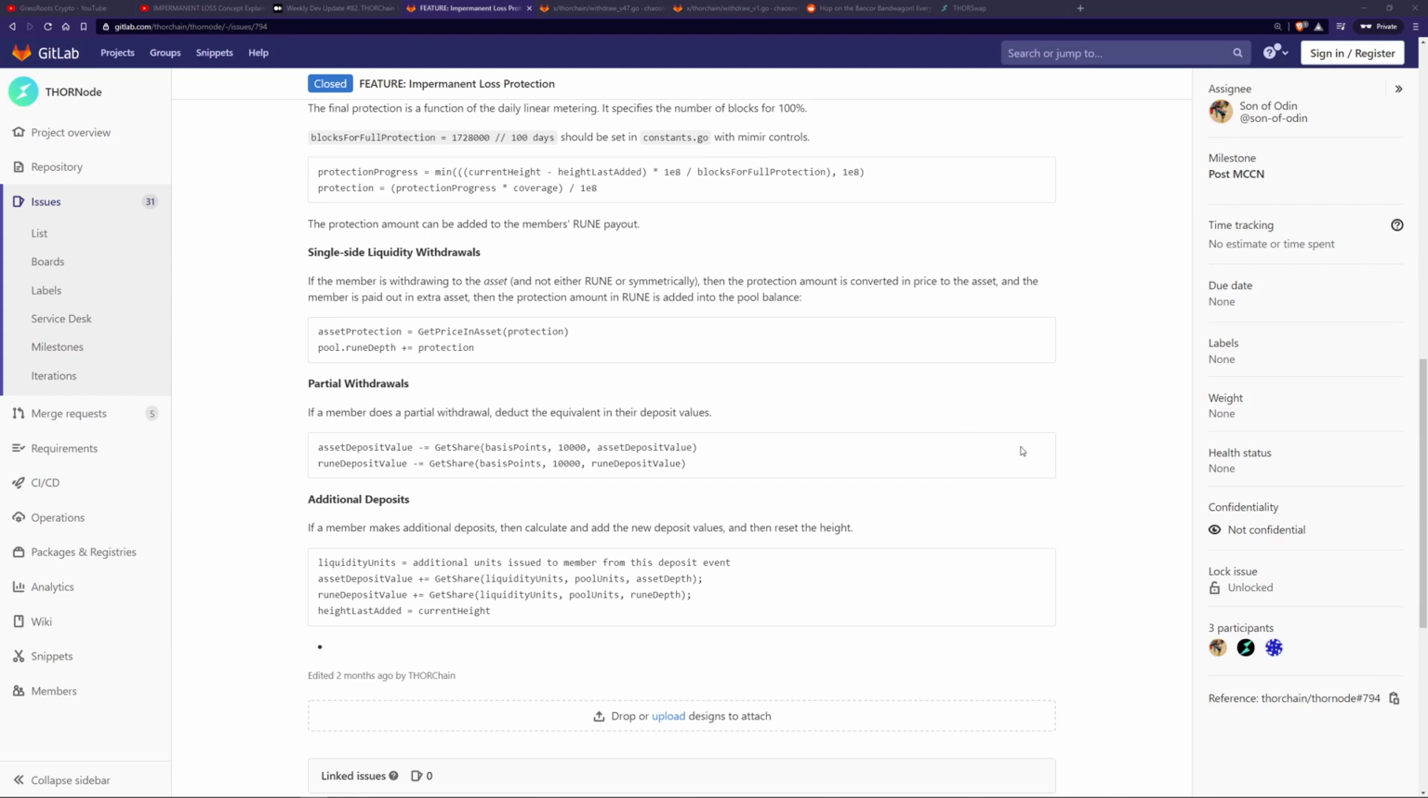Impermanent loss protection only applies when you withdraw. So it's not like they're adding additional liquidity whilst you're a liquidity provider. Second, your impermanent loss must be more than the fees you've earned. And so over time, that's probably going to be quite rare.